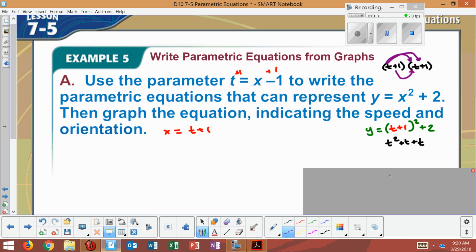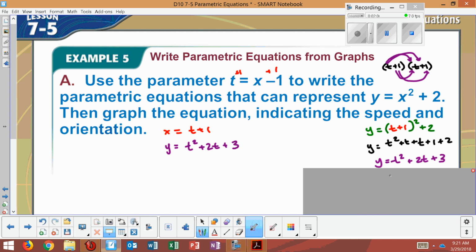And finally, the last step in FOIL, last times last. So it would be 1 times 1, which is 1. So that would be the parentheses. Then we have this plus 2 on the outside. Now all we have to do is simplify. So when I simplify, I should have y equals t squared plus 2t plus 3. So these would be my equations: x equals t plus 1, y equals t squared plus 2t plus 3.